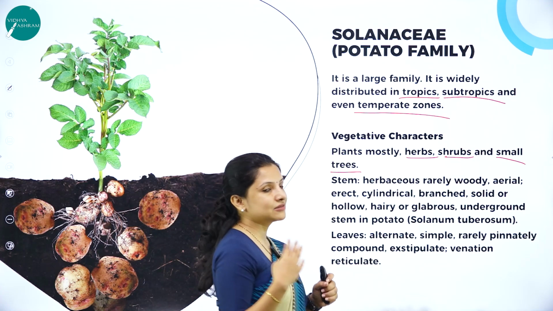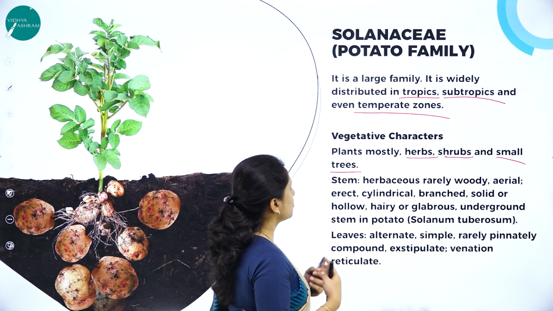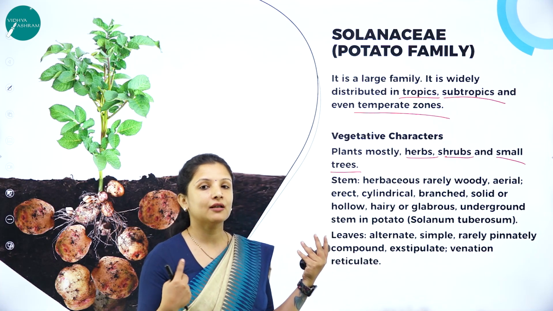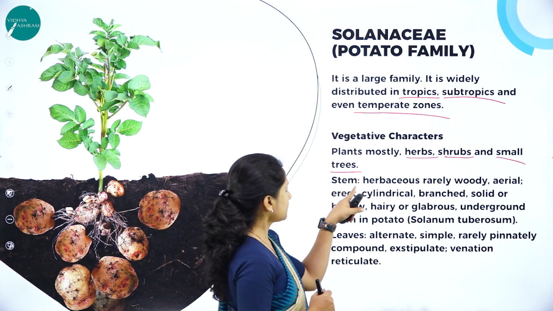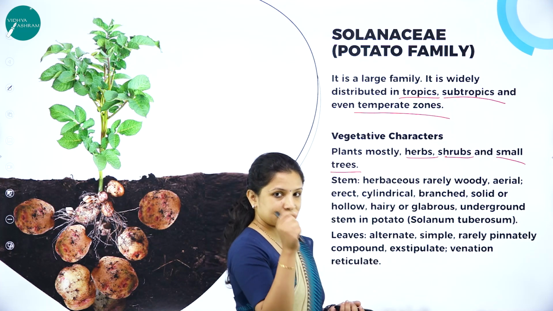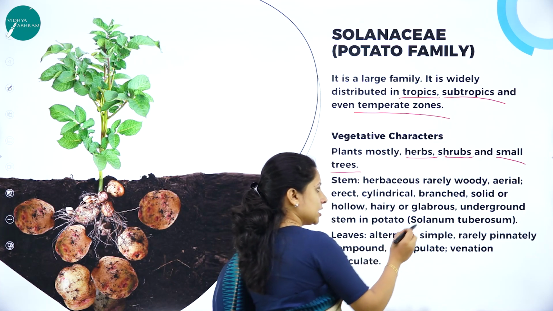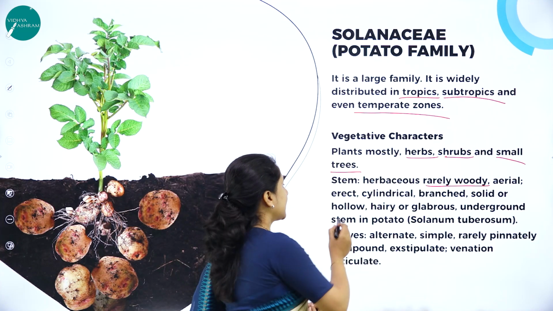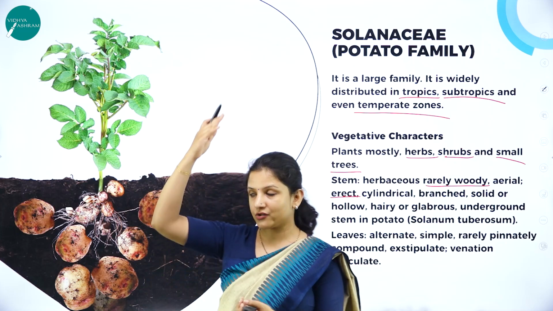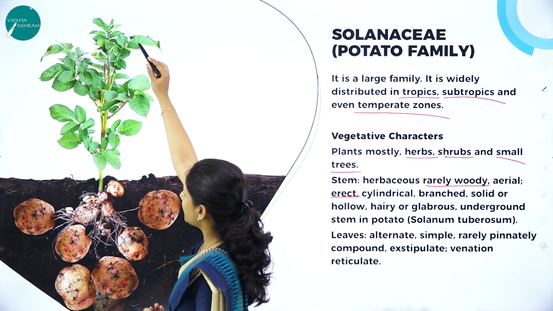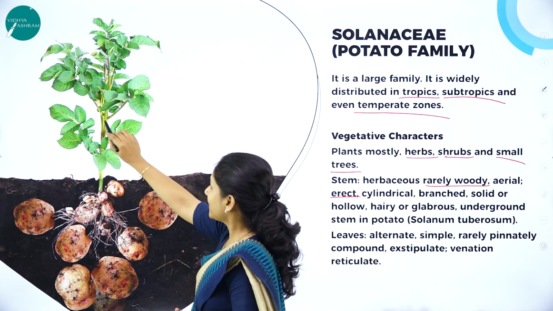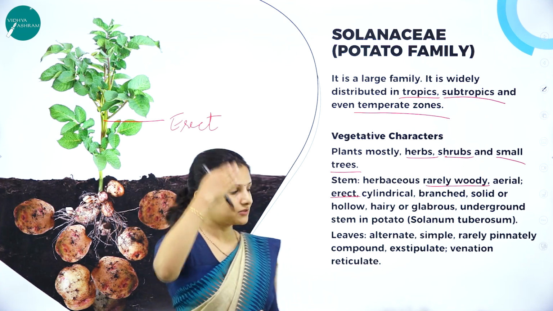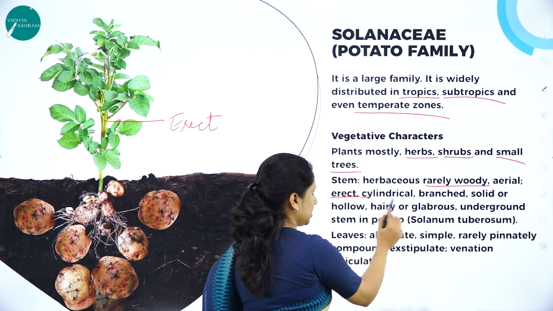And talking about the stem, the next part is the stem. Root, they have not given anything here. Root, of course, it is a dicot, so it will have a taproot system. Next, stem: the stem is herbaceous. It is not woody, rarely it is woody, and it is aerial, that is, it is above ground and it is erect. The stem is straight, right? Can you see the stem? It is aerial, above the ground. It is erect, standing straight, and it is cylindrical in shape.